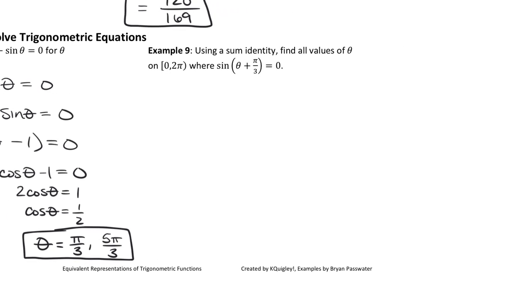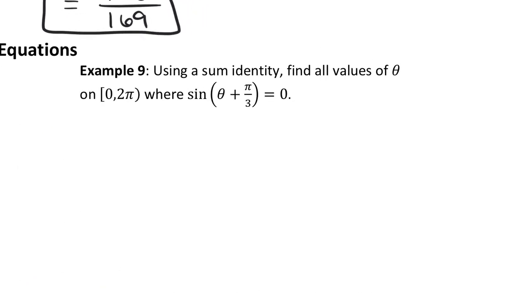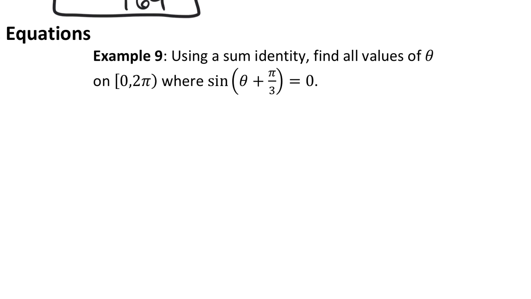Just to show you another example here, it says using a sum identity, find the values of theta between 0 and 2 pi, no general solutions, where sine of theta plus pi over 3 is equal to 0. Glad they gave me this hint to use the sum identity.